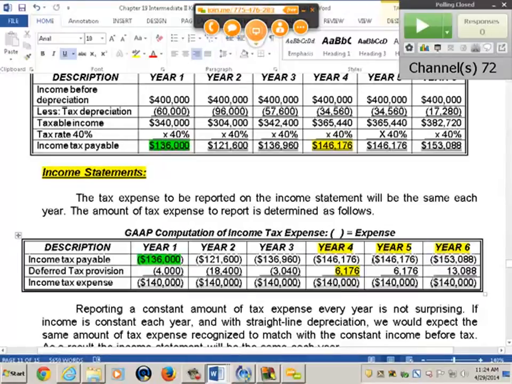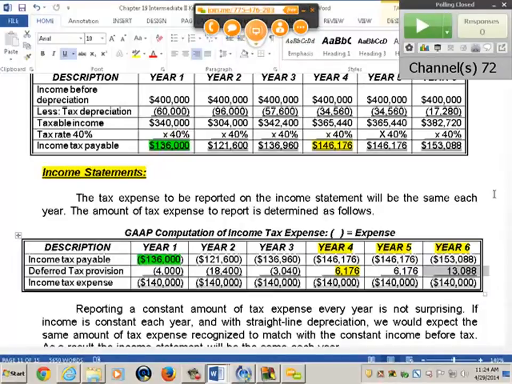Same thing happens in year 5 and in year 6. Once again, you owe the government 153,088, but you got a reversal. You lose the tax benefit of 13,088, got to pay it back, and once again, you'll pay the government more than the tax expense on your books. Your tax expense is always constant at 140, but the payable will vary.